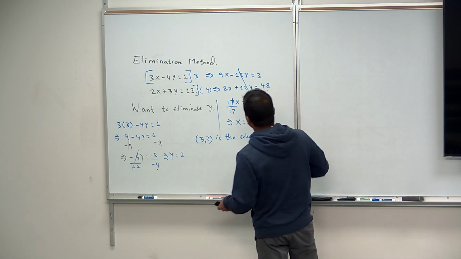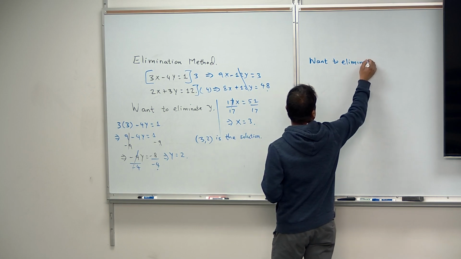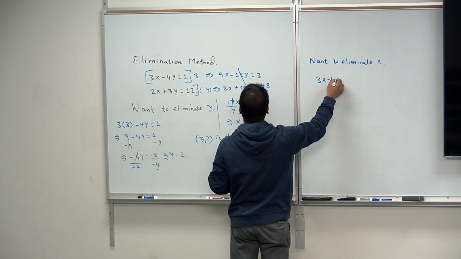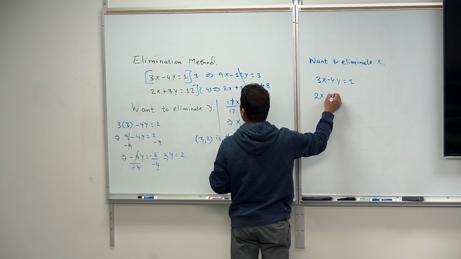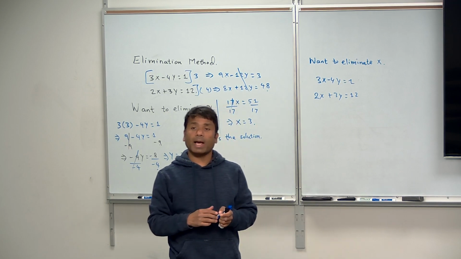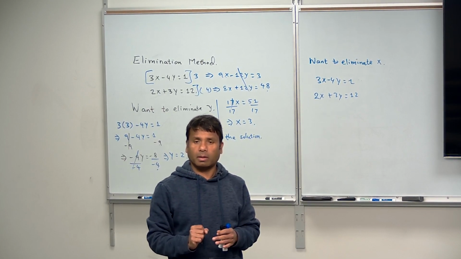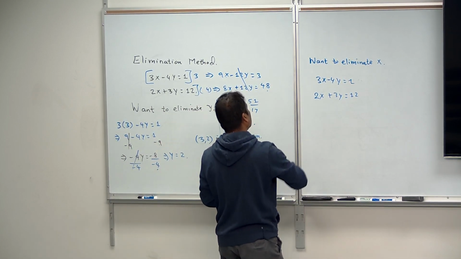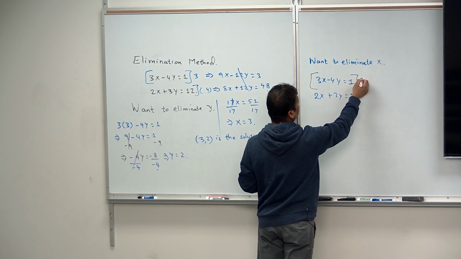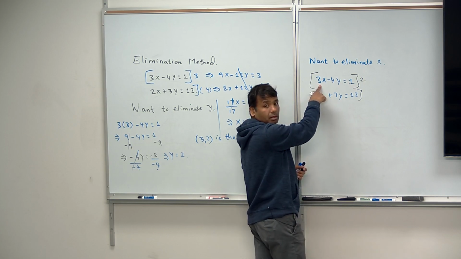If you want to eliminate x, so you have here 3x minus 4y equal to 1 and 2x plus 3y equal to 12. You want to eliminate x. So try to make the coefficient of x the same in both equations, but opposite in sign. Okay? So I want to do that: multiply this equation by the coefficient of x here, and multiply this by the coefficient of x in the first equation. You see what I'm doing, right?